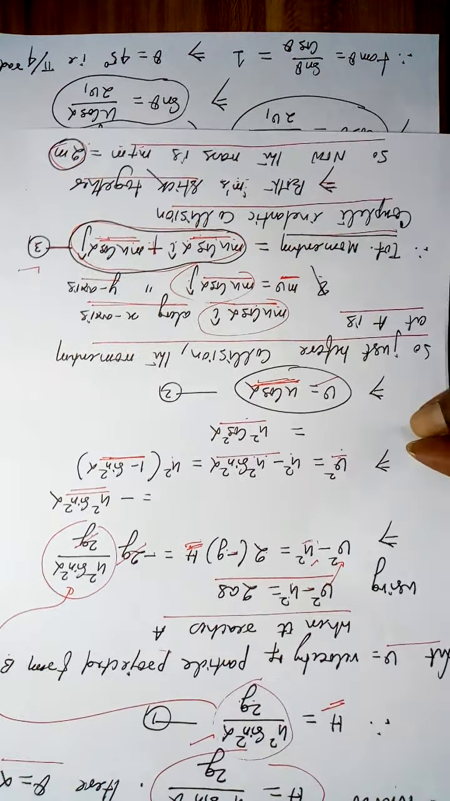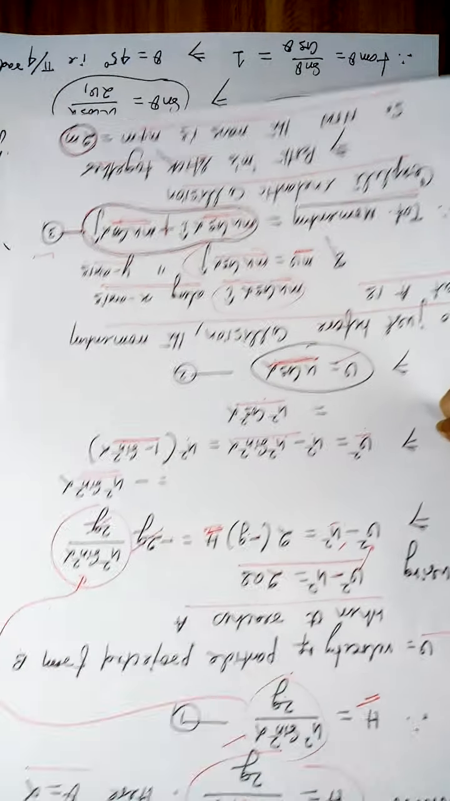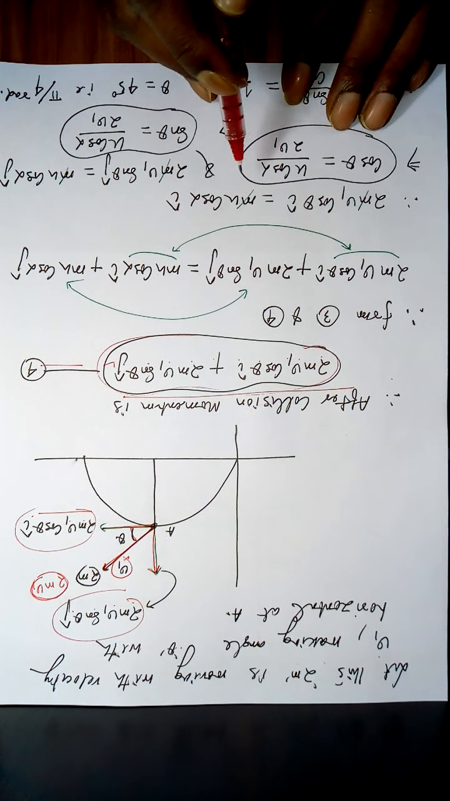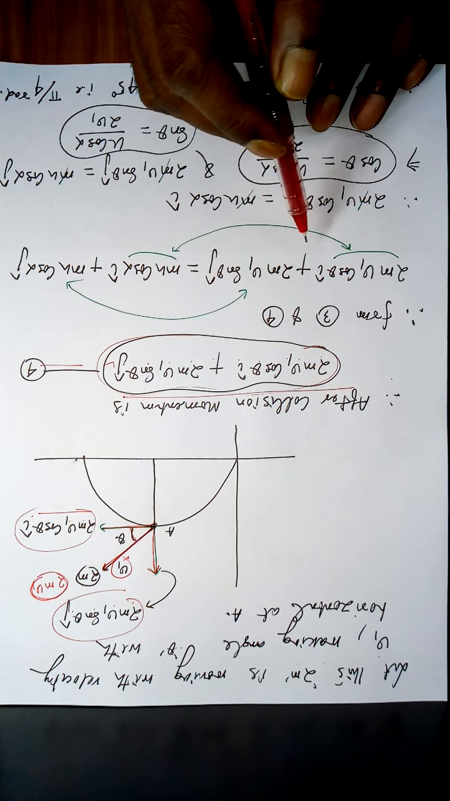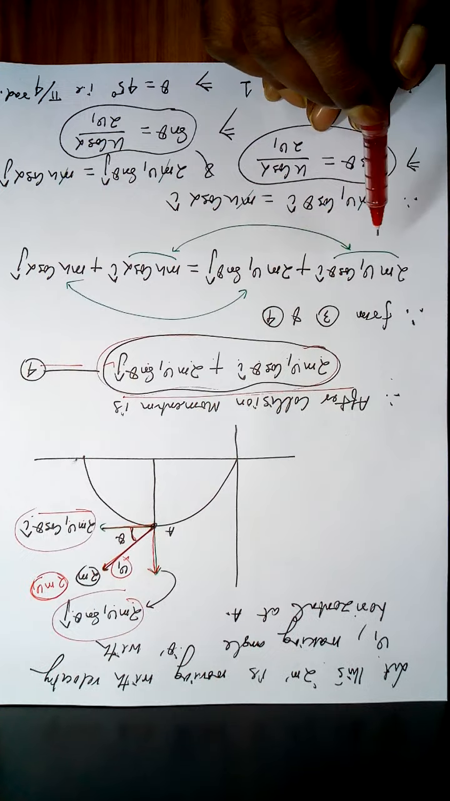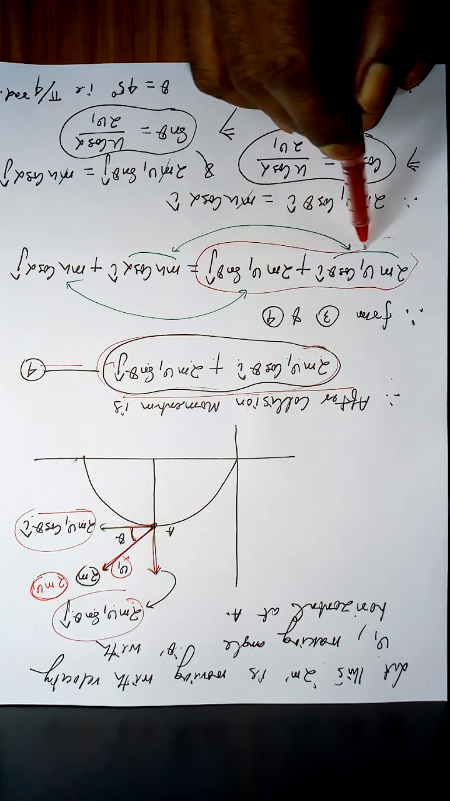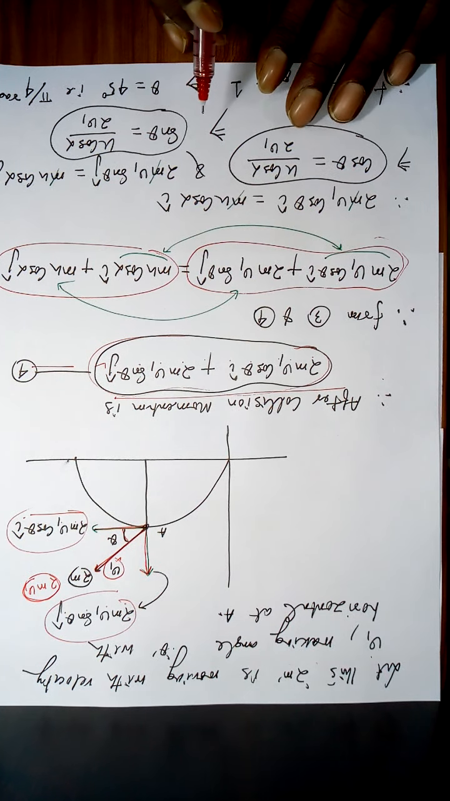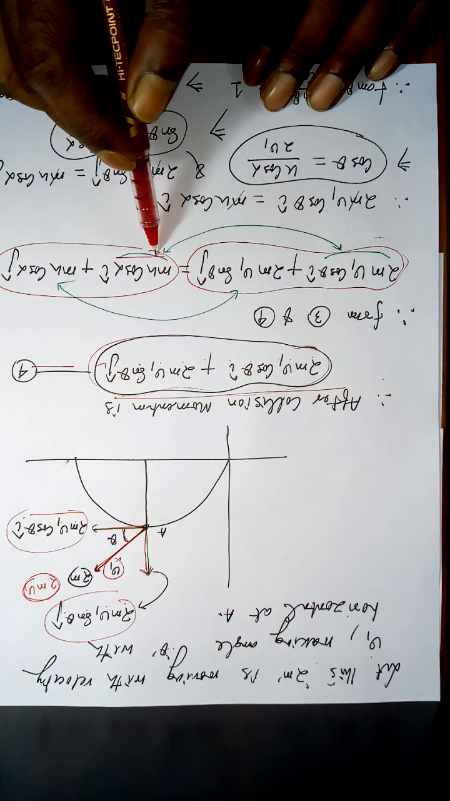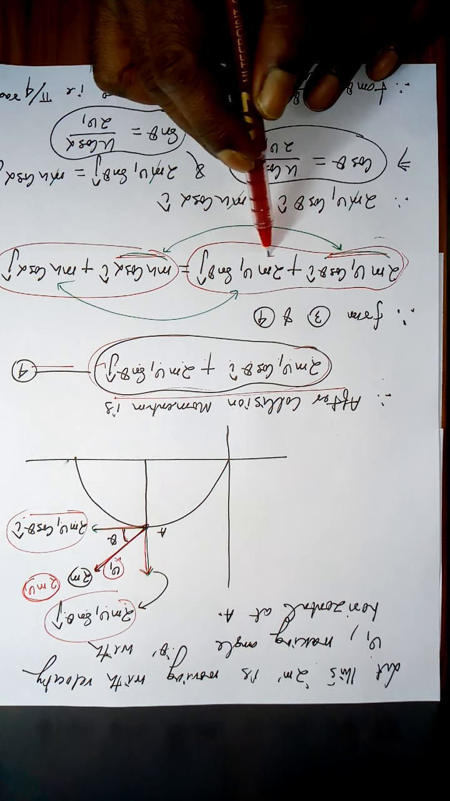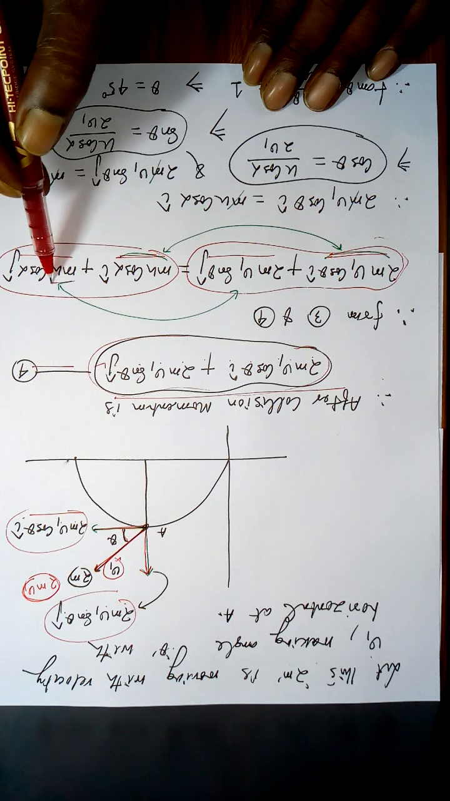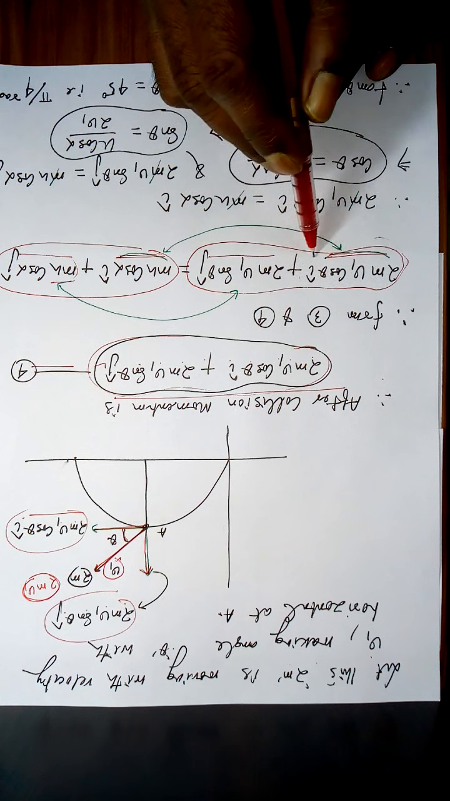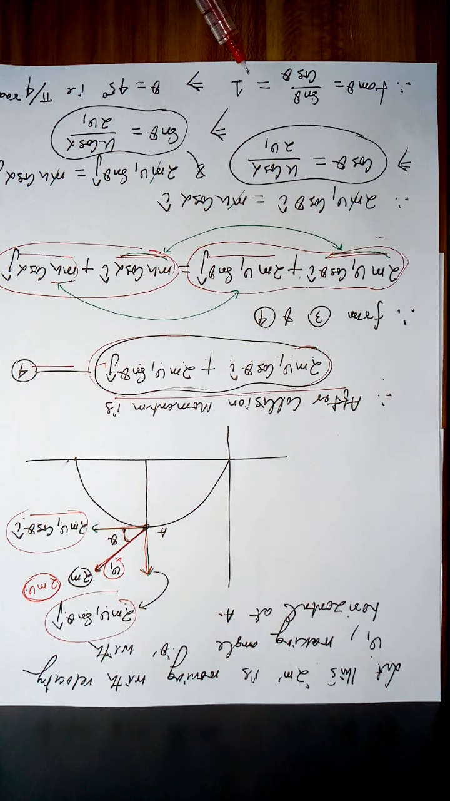So according to the principle of conservation of momentum, both have to be equal. So from 3 and 4 I make them equal. If they are equal, the i component will be equal to the i component and the j component will be equal to the j component. This term will be equal to this term and this term will be equal to this term. So let us equate them.